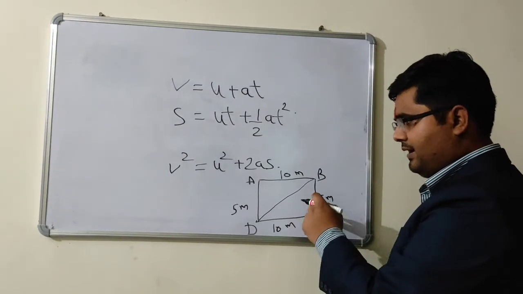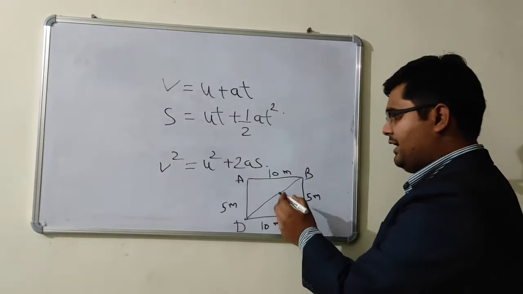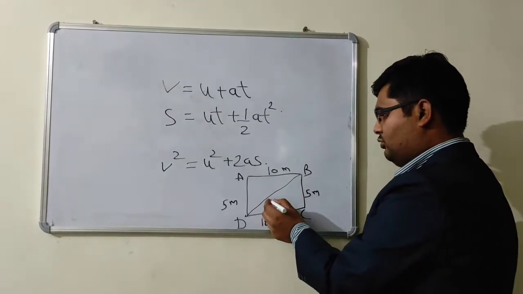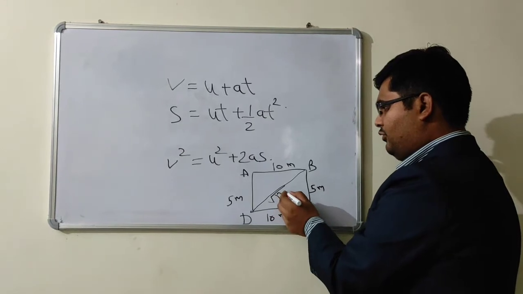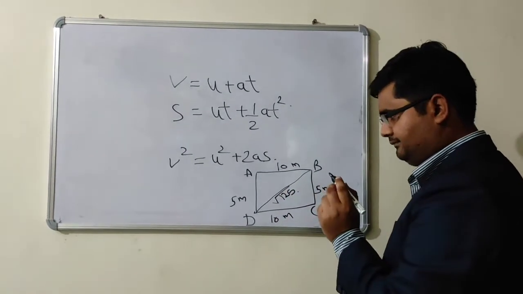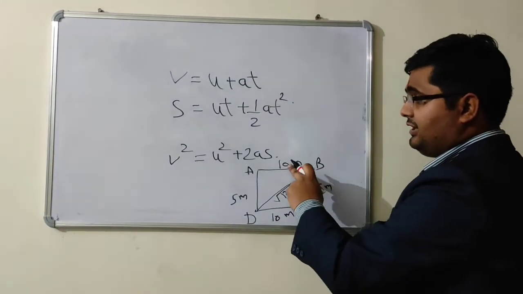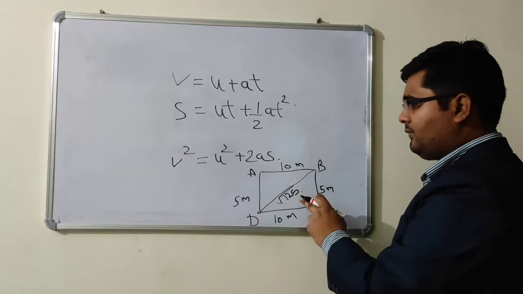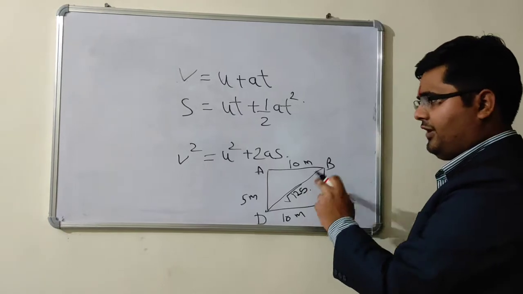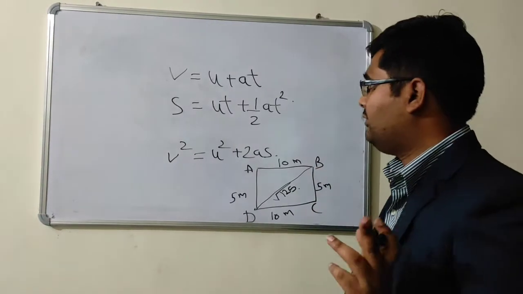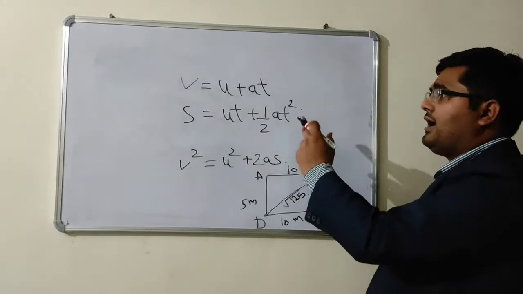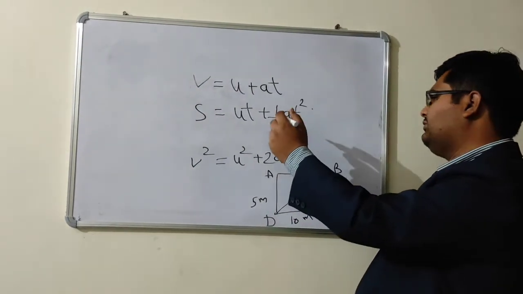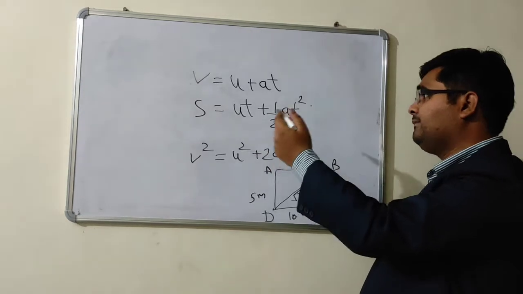So you can apply the Pythagoras theorem over here and calculate the distance DB, and that comes out to be under root 125. It is less than the distance DA 5 plus AB 10, which is 15. So like this you can do your questions. I have told you what is acceleration, I have told you what is displacement.